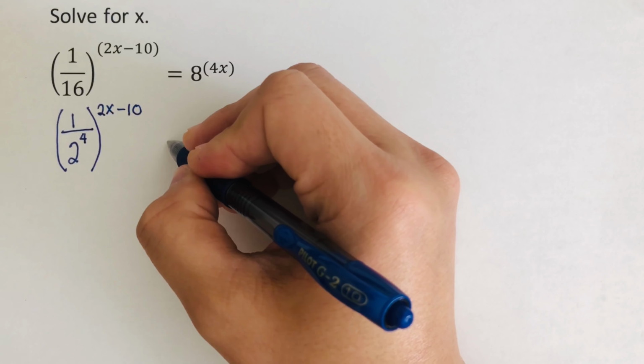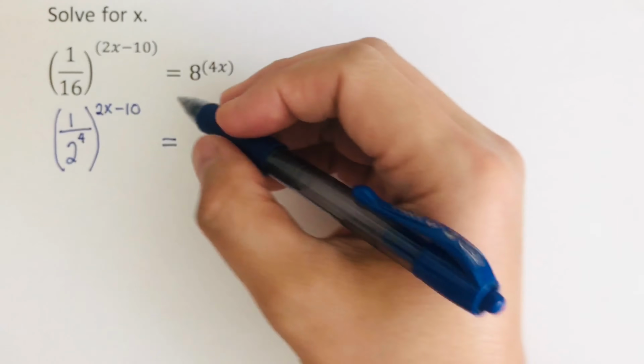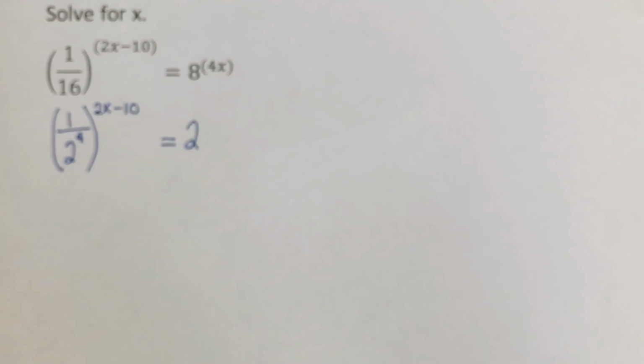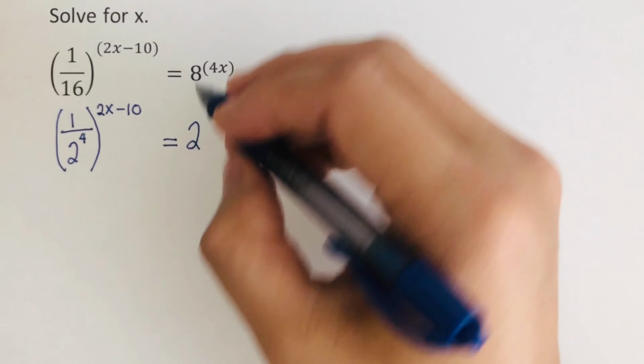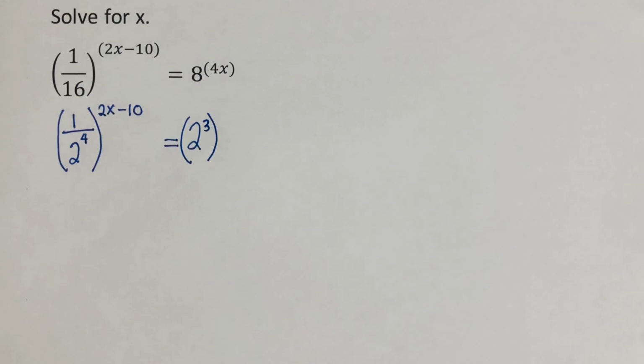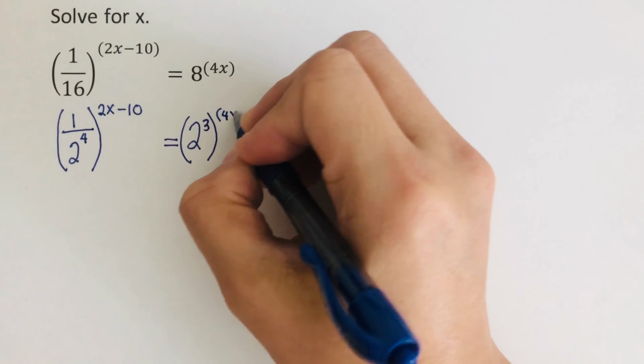And then on the right side here, I can change this to a base of 2. That is actually 2 to the power... how many times do I multiply 2 to make it 8? That would be 3 times. That means 2 times 2 is 4, times 2 is 8. And that is still raised to the power 4x.